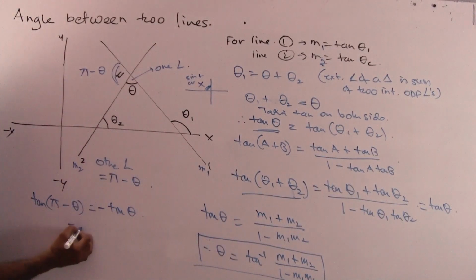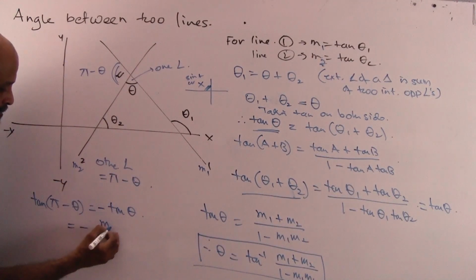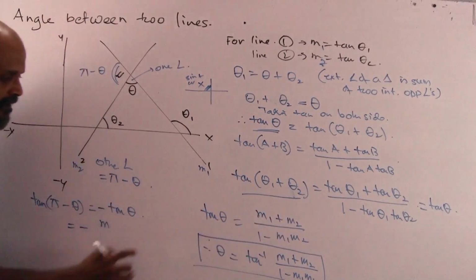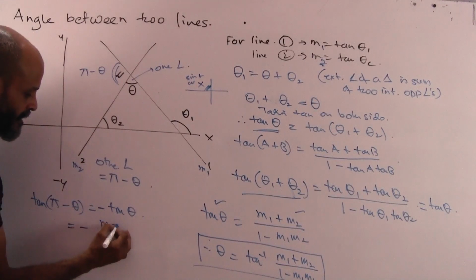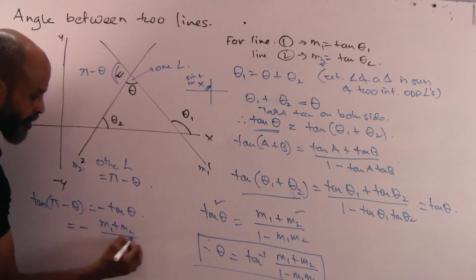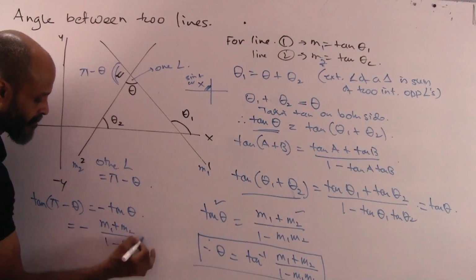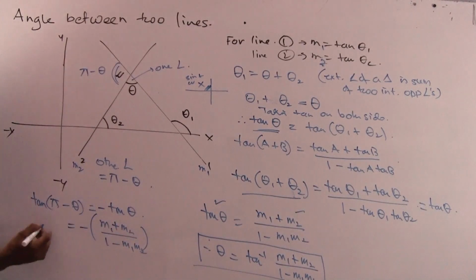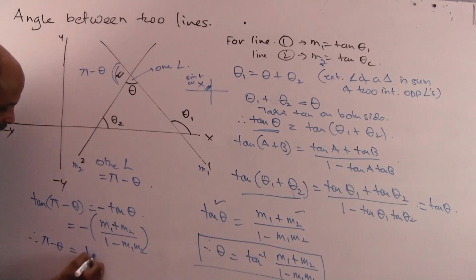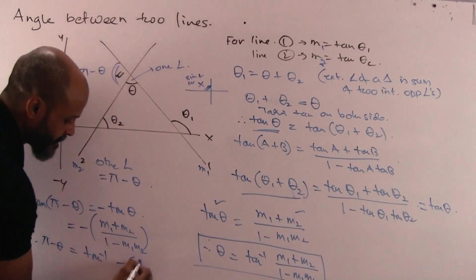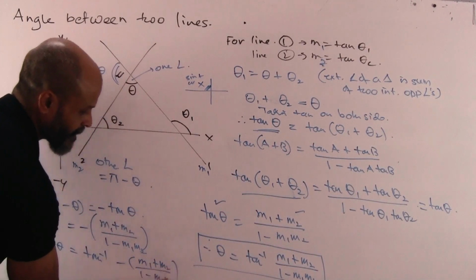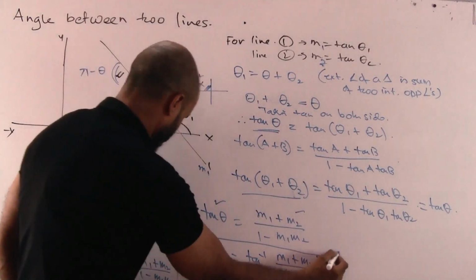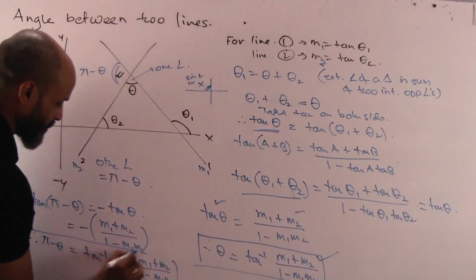And if this happens to be minus tan theta, again we have calculated the value of tan theta as m1 plus m2 upon 1 minus m1 m2. So we will just substitute the value here. So if we calculate pi minus theta, this will be tan inverse of minus m1 plus m2 upon 1 minus m1 m2. So we are getting both positive and negative values: this is a positive value, and here we are getting a negative value.